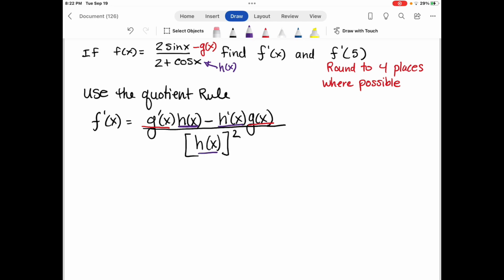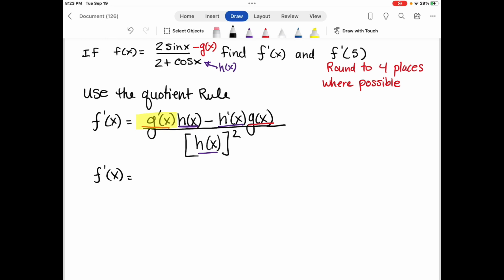So the quotient rule says that to find the derivative of f, you take the derivative of the top, which is g of x, times h of x, minus the derivative of h of x, that's the bottom, times g of x, all over h of x squared. So we identified g of x as 2 sine x, and we identified h of x as 2 plus cosine x. So now when I go to find the derivative, I first need to find the derivative of g.